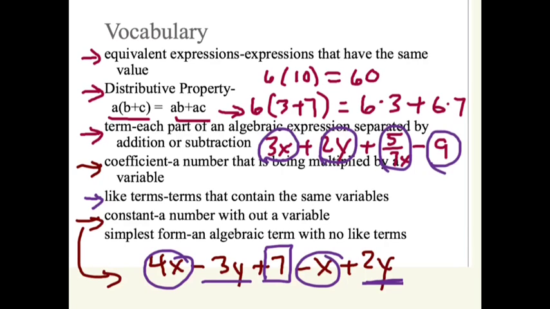And finally, this last vocabulary term, simplest form. Simplest form of an algebraic expression is one where there are no like terms. So what you would do in a case to make the simplest form is join your like terms together, and we'll discuss that shortly.